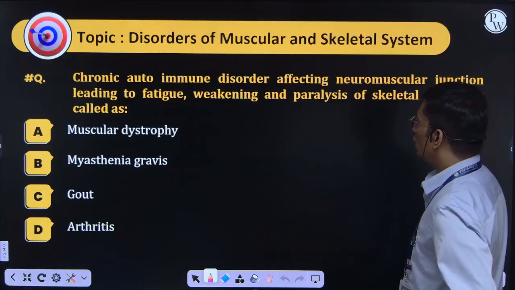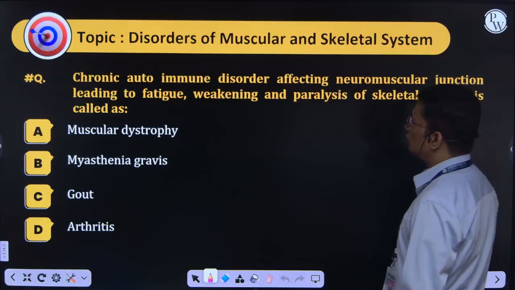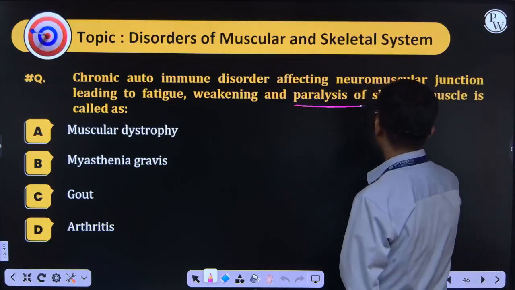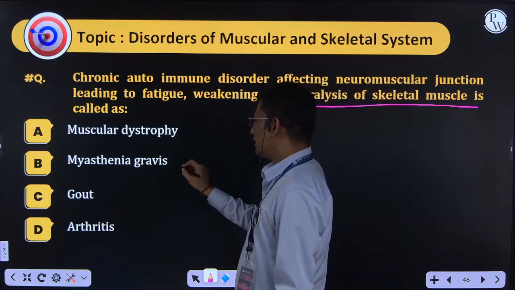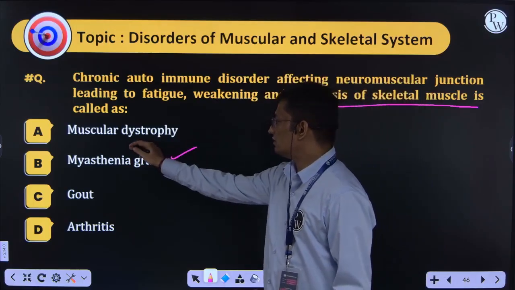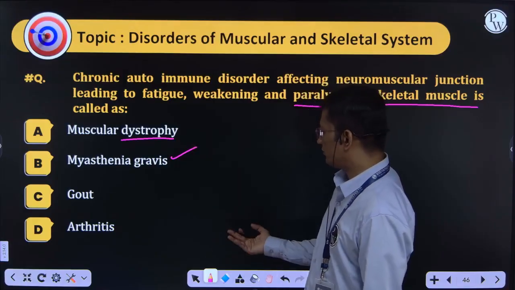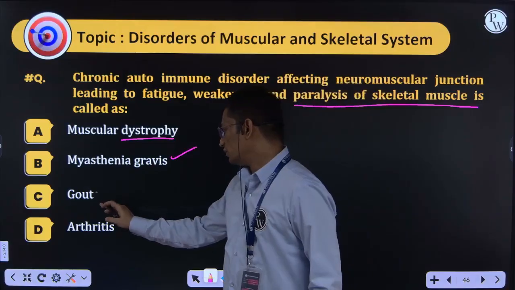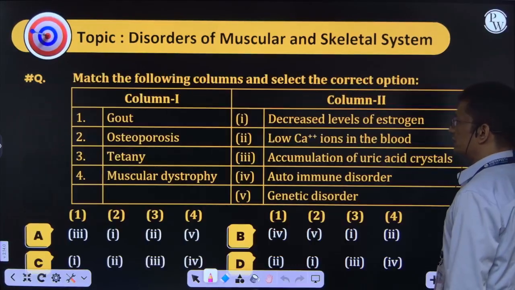Myasthenia gravis is a chronic autoimmune disorder affecting the neuromuscular junction, leading to fatigue, weakening, and paralysis of skeletal muscles. Muscular dystrophy is progressive degeneration of skeletal muscles; the dystrophin protein is not there. Gout is uric acid accumulation. Arthritis is inflammation in joints.